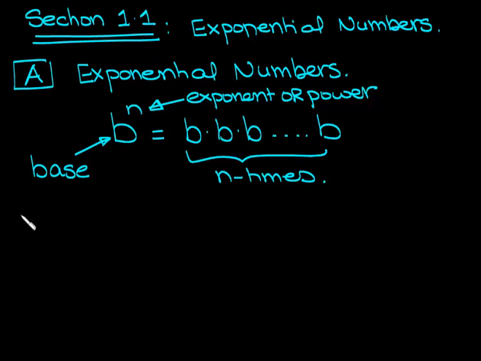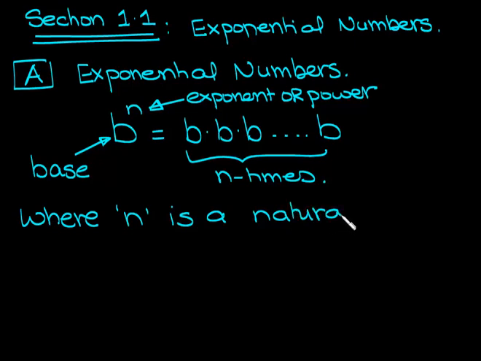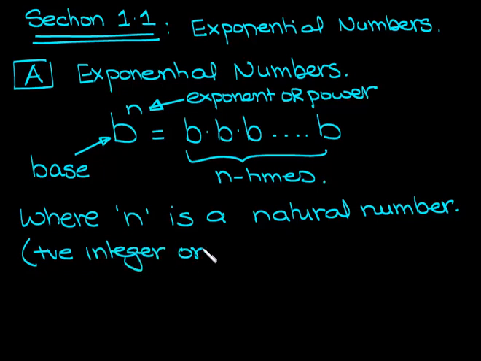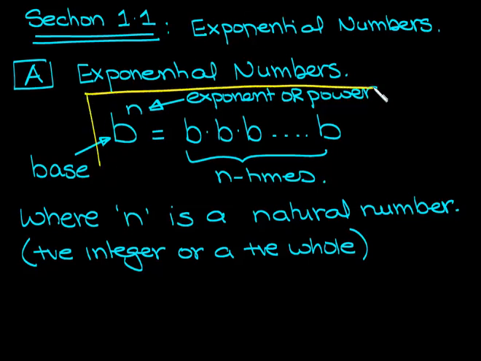But the other thing that's very important is this, where n is a natural number. If you've forgotten what a natural number is, basically a natural number is a positive integer or a positive whole number. That means it cannot be a fraction, it cannot be a decimal, it cannot be a negative number, it cannot be zero, and so on. So this is the definition of an exponential number. All you do is multiply the base by itself n times, where n has to be a natural number.